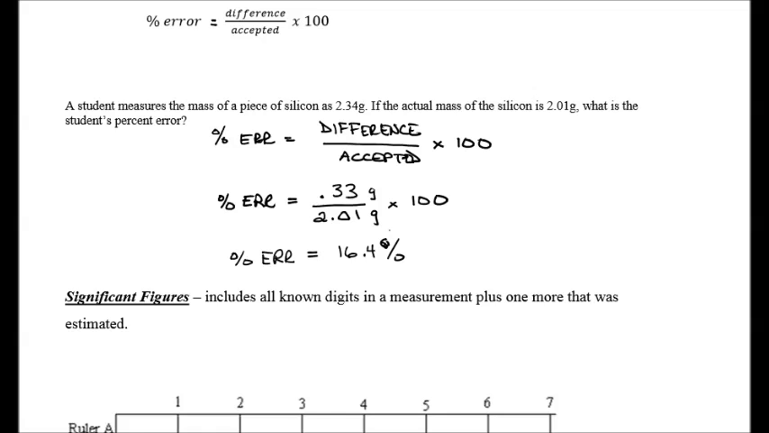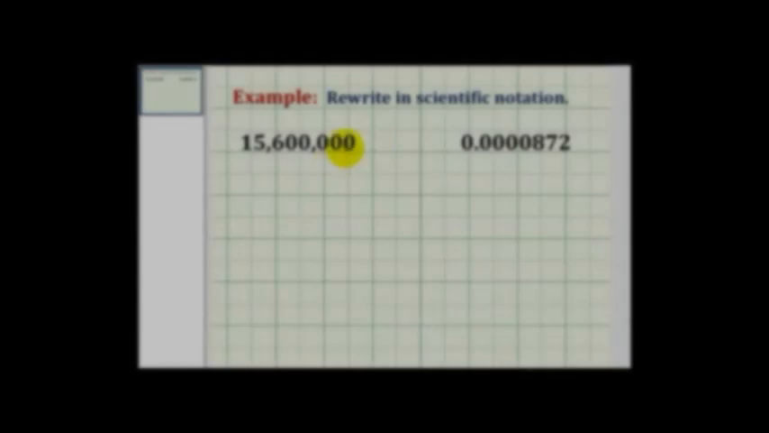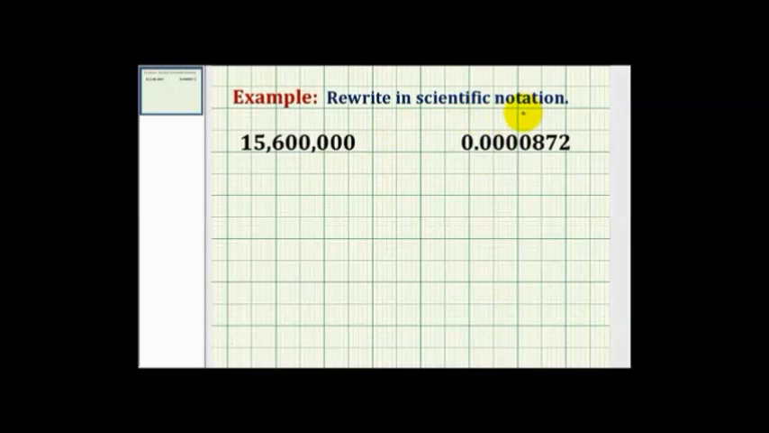And we're going to finish with a quick video on scientific notation. In order to write these numbers in scientific notation, they need to be in the form of A times 10 raised to the power of B, where A, called the significand or mantissa, is greater than or equal to 1 and less than 10. So to rewrite 15,600,000 in scientific notation, we first need to determine where we'd have to place the decimal in order for A to satisfy this condition.